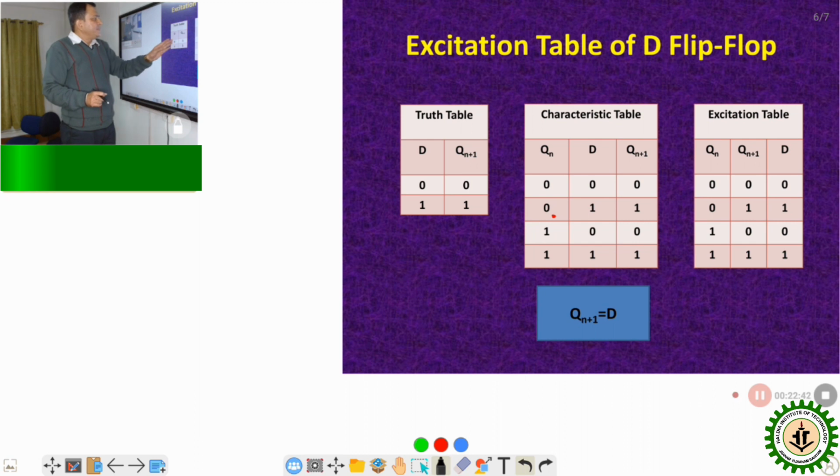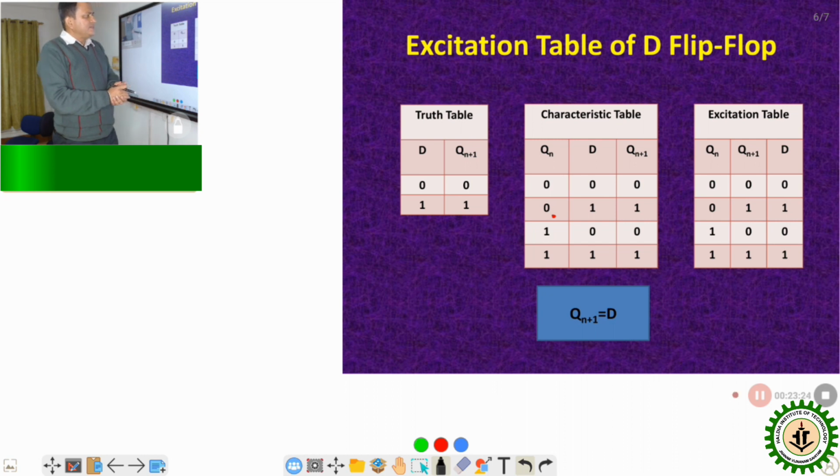Now here, similarly, we have introduced another column with the truth table, that is our Qn or present state. So we have considered both the combinations, for present state is 0 and present state is 1. When present state is 0 and D is 0, next state is 0. If present state is 0 and D is 1, next state will be 1. If present state is 1 and D is 0, it will be 0. If present state is 1 and we apply input 1, output will be 1. That is the property of the D flip flop, the data flip flop.